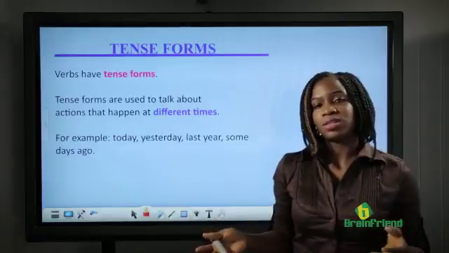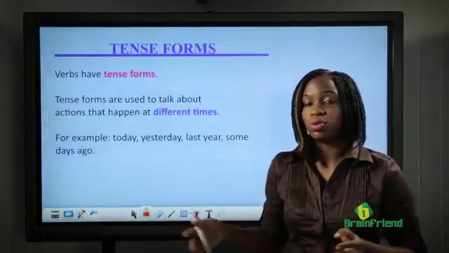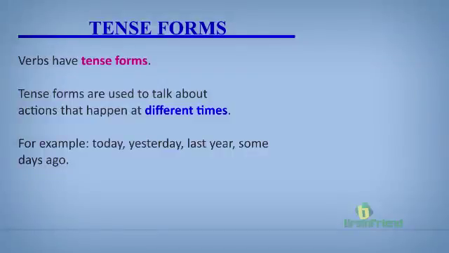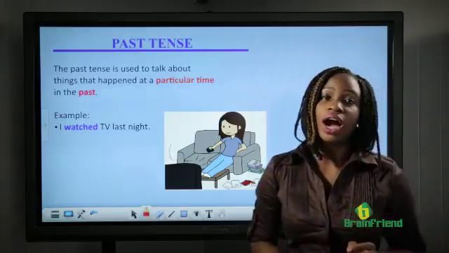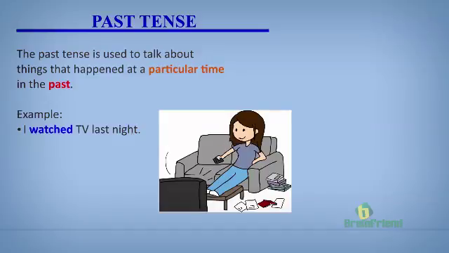We cannot talk about things that we did yesterday, things that we are doing today, things we do tomorrow in the same way. No. These tense forms help us to show the different times that we carry out different actions. Which brings us into our main lesson for today, past tense.